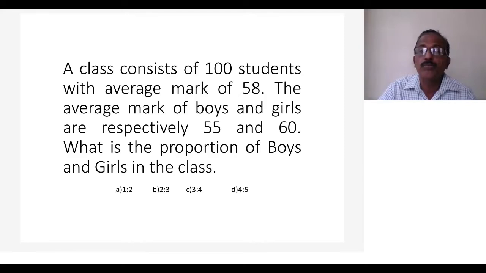So the first problem is: a class consists of 100 students with an average mark of 58. The average marks of boys and girls are respectively 55 and 60. What is the proportion of boys and girls in the class?